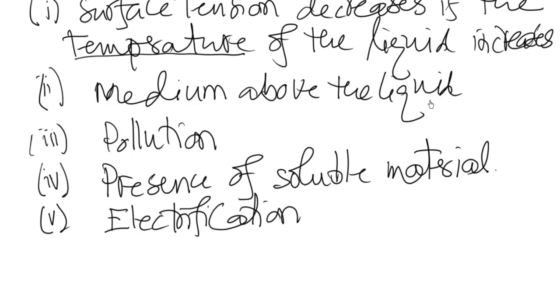Now pollution. If oil or fat floats above the liquid, then its surface tension decreases. Presence of soluble material. If some material dissolves in the liquid, then its surface tension changes. If inorganic material such as common salt, sodium chloride, dissolves in pure water, then its surface tension increases. But if organic material dissolves, then its surface tension decreases. And in the case of electrification, if the liquid is electrified, then its surface tension decreases.